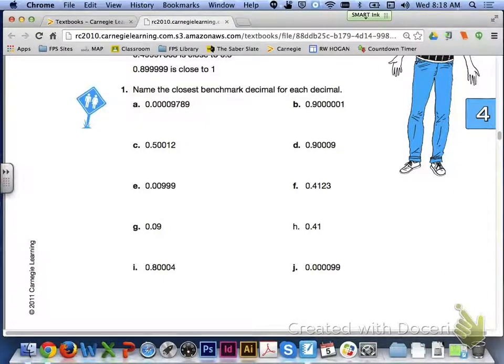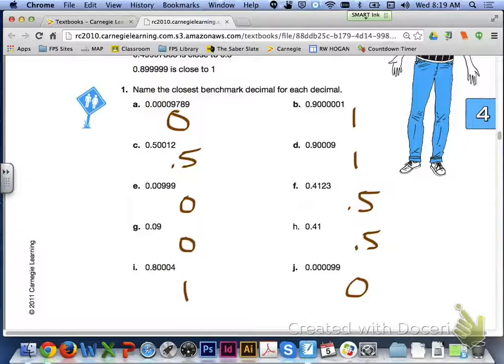So go ahead and take a look at number 1 at the bottom of page 247. With your group members, I would like you to name the closest benchmark decimal for each decimal that is given. Go ahead and do letters A through J.